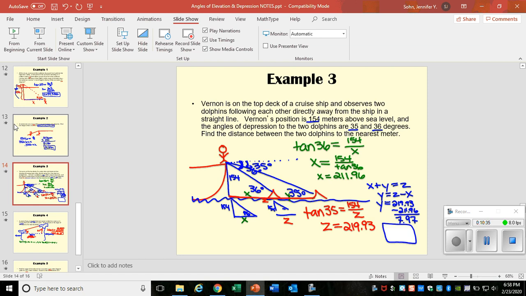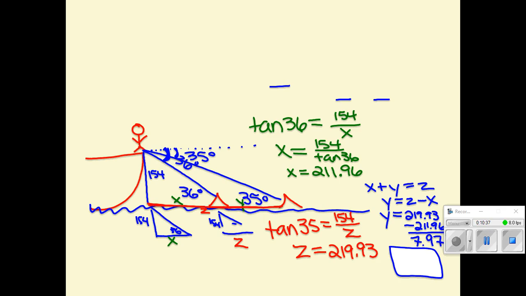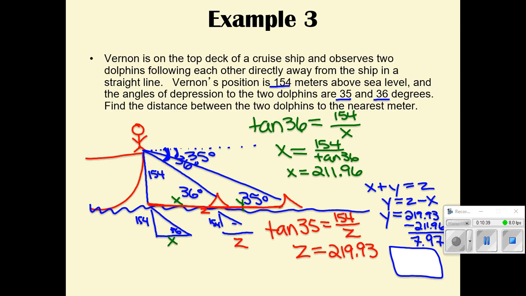Let's try example 3. Example 3, we have Vernon on the top deck of a cruise ship and he observes two dolphins following each other directly away from the ship in a straight line. Vernon's position is 155 meters above sea level. So let's circle or underline that. And the angles of depression of the two dolphins are 35 and 36 degrees. Find the distance between the two dolphins to the nearest meter.